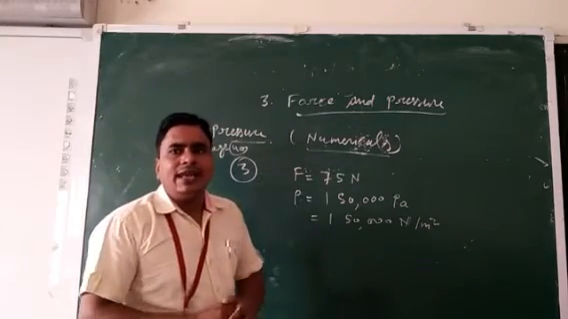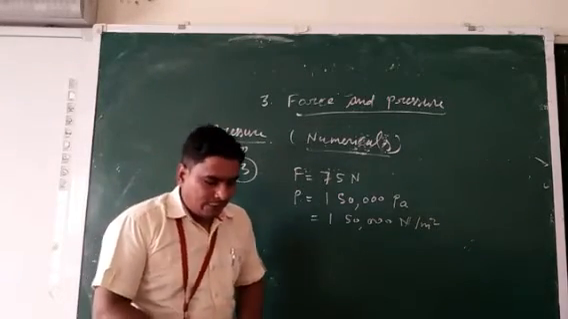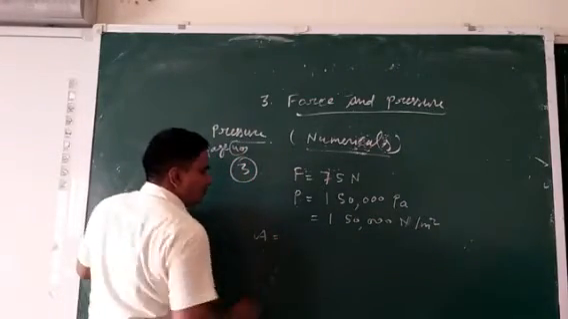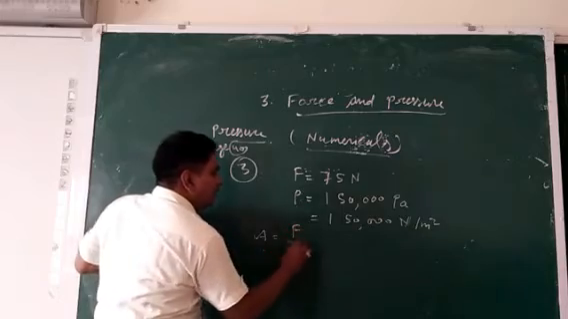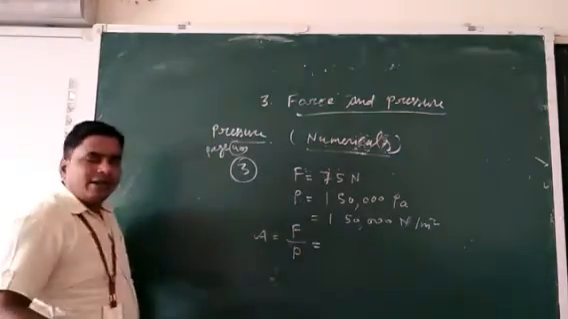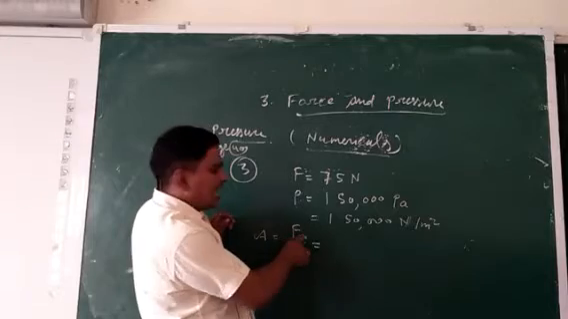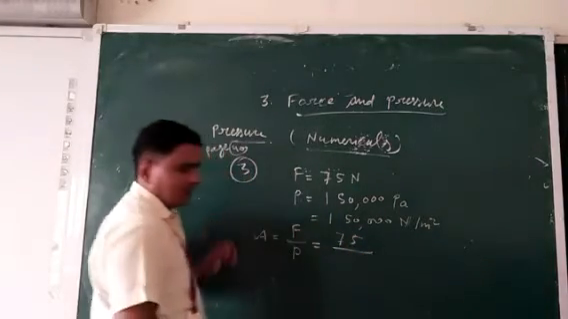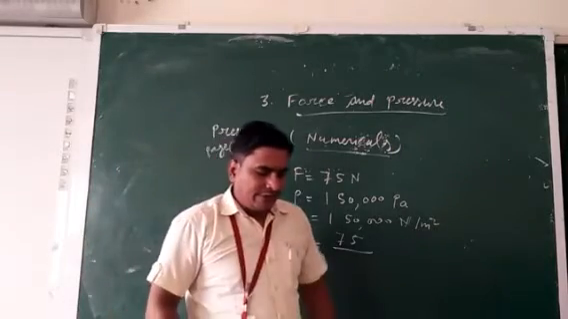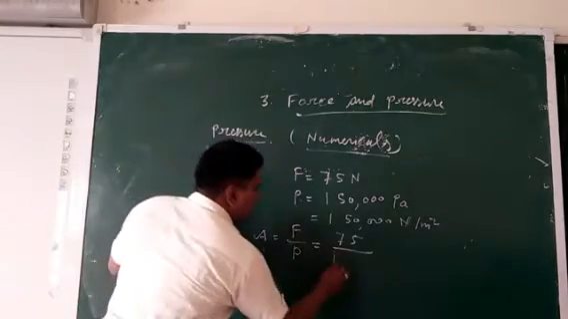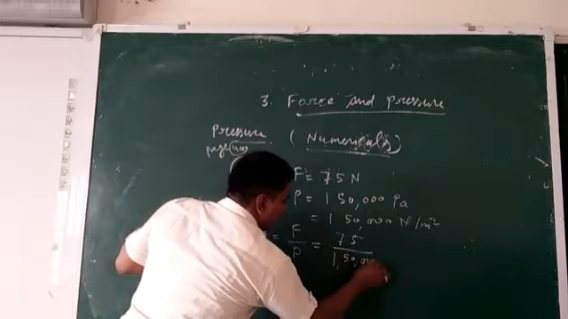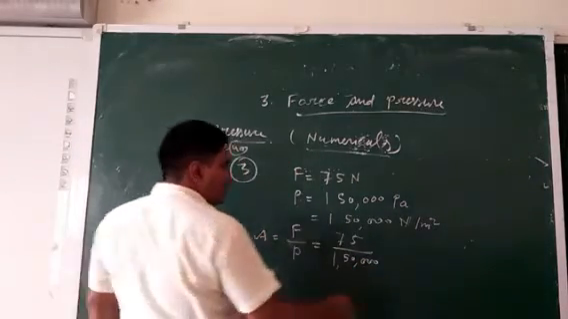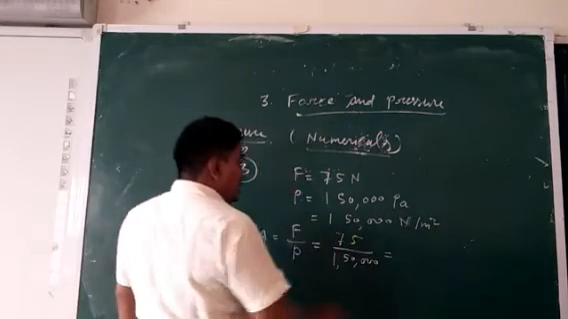Here we have to find the value of area. Area is equal to force upon pressure. So put the value of force and pressure. Force is given 75 and pressure is given 1,50,000. Clear? So we will solve this one.